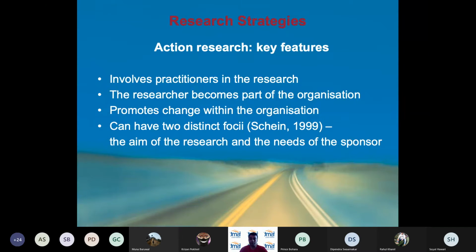In previous research, the outcome might be applicable immediately after the research has been completed, or that might not be possible. But in action research, what is possible? The output or the result that has been obtained from the research will be immediately applicable. Okay, immediately applicable. That is the case. So the development of the coronavirus vaccine is one example of action research. And there are two distinct focuses, as you saw: the research and the need of the sponsor. Okay, somebody has to sponsor that research, because the outcome or the result of the research will be immediately applicable in that particular context or scenario.